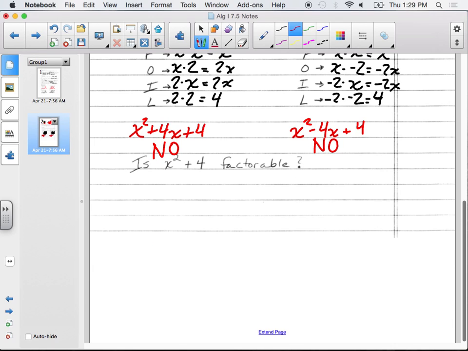Alright, so, last question, is x squared plus 4 factorable? No. So the third one's only factorable.